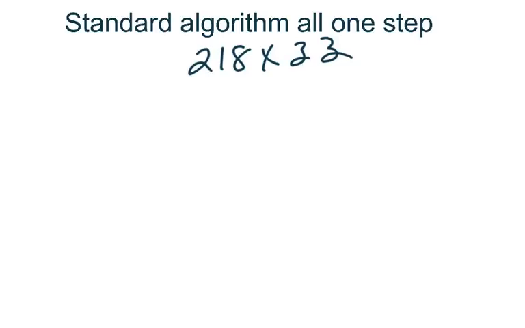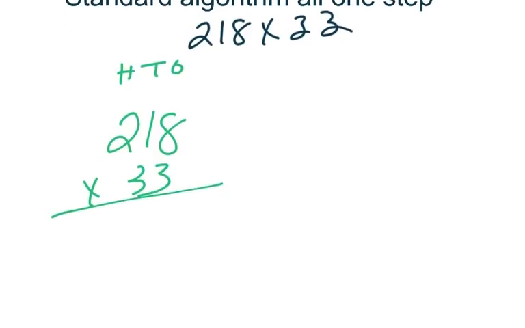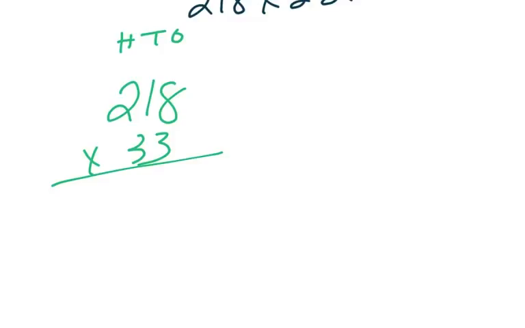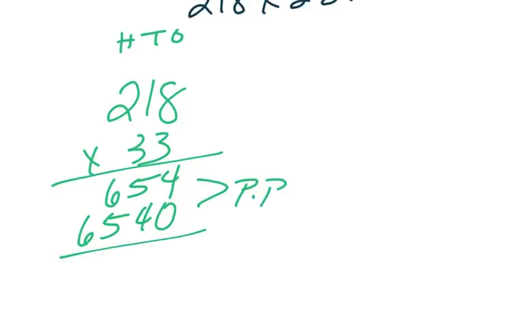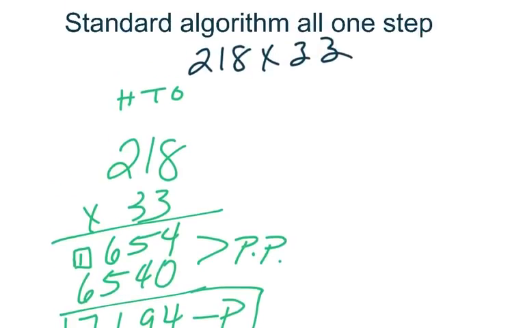So now we're going with 218 times 33. We have our hundreds, tens, and ones. Well, 218 times 3 is 654. And then 218 times 30 is 6,540. Those are our partial products. 4, 9, 1, regroup. 7,194 is our final product. And that is the end of our lesson on the standard algorithm, looked at 3 different ways.